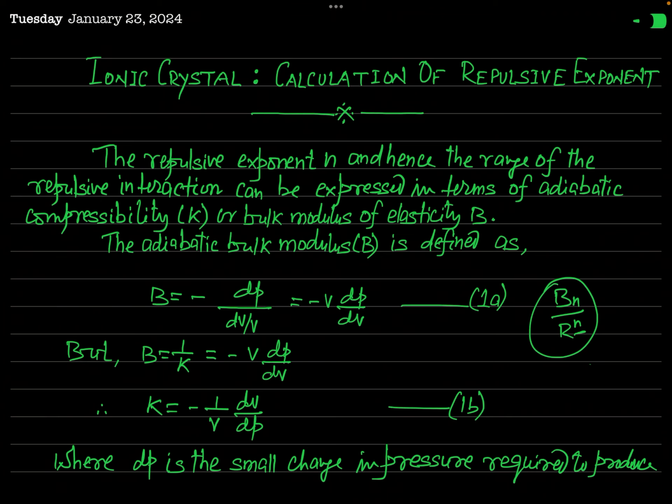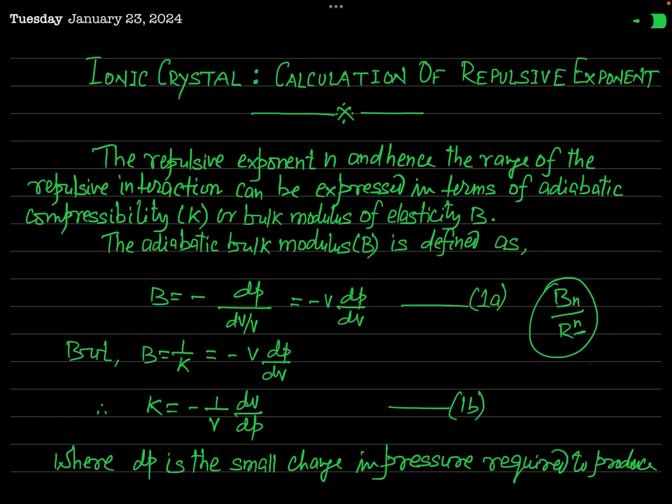Actually, this repulsive exponent is found in terms of the adiabatic compressibility of the crystal, or you can also say the adiabatic bulk modulus of the crystal. We can obtain the value of this repulsive exponent. Okay, so let us see how we can find this.